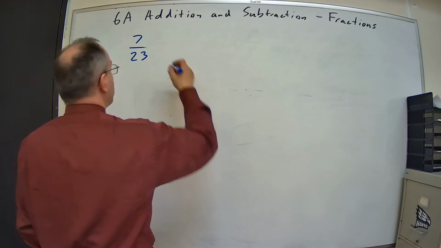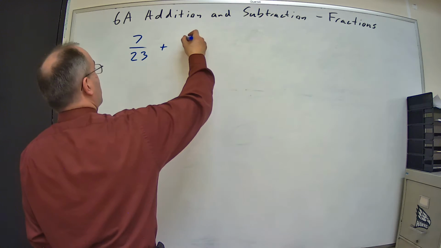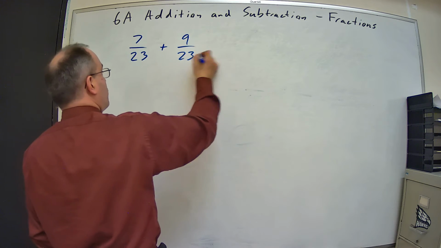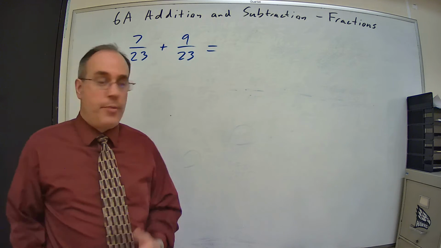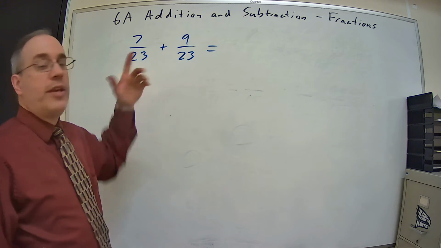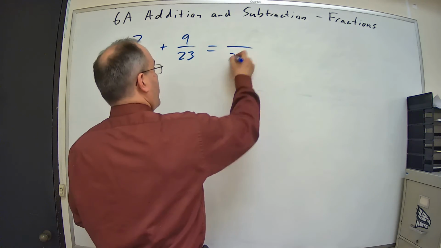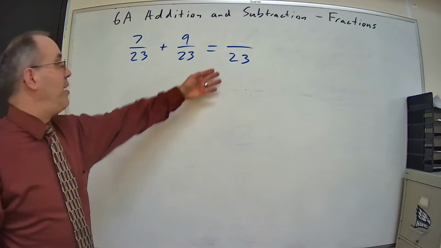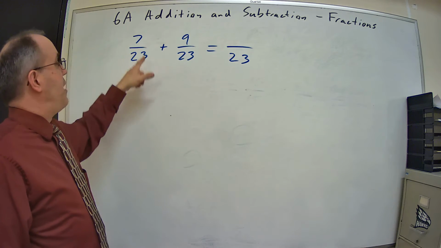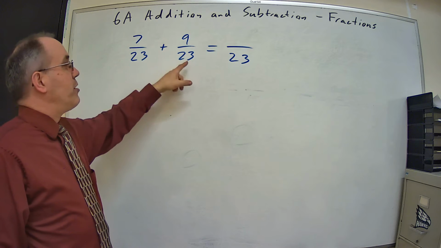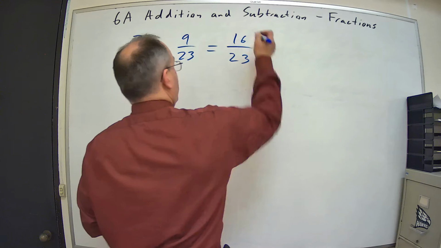7/23 plus 9/23. So the first thing we look at is, do we have a common denominator? 23, 23, yes we do. Okay, so we're dealing with the same thing, so automatically that common denominator can be put off to the side for the equals, right? Because we start with 7/23, we add 9 more 23, 7 plus 9 is 16/23.